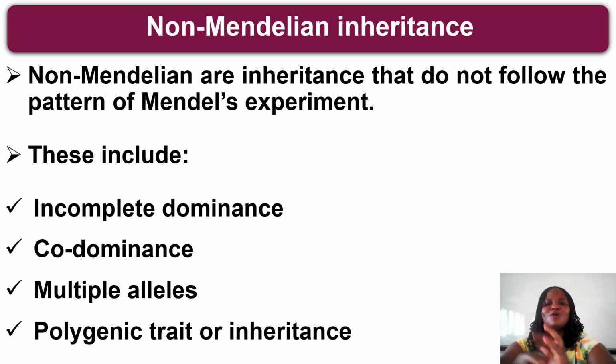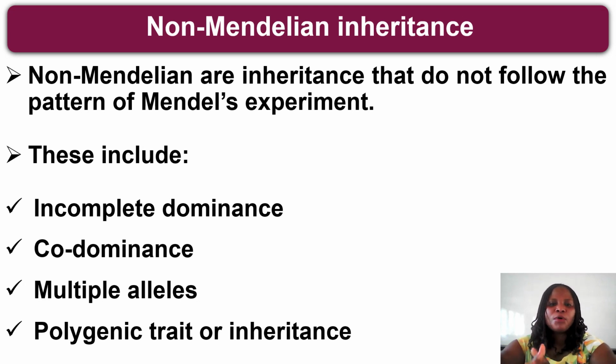Now let's look at non-Mendelian inheritance. When we talk about non-Mendelian inheritance, you can say that they are inheritance that do not follow the pattern of Mendel's experiments. Now, Mendel proposed two alleles, which are the dominant allele and the recessive allele. The dominant always masks the effect of the recessive allele. But when it comes to this case, it's not like that. Non-Mendelian inheritance does not follow the pattern of what Mendel proposed.